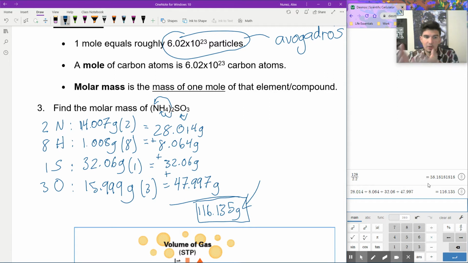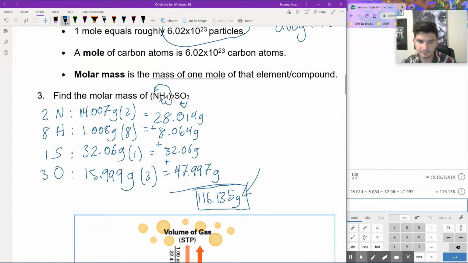this much. If I were to take 1 mole of ammonium sulfate and put it on a scale, the scale would read 116.135 grams. If I had less than that mass, I did not have a full mole. If I had more than that mass, I had more than 1 mole.